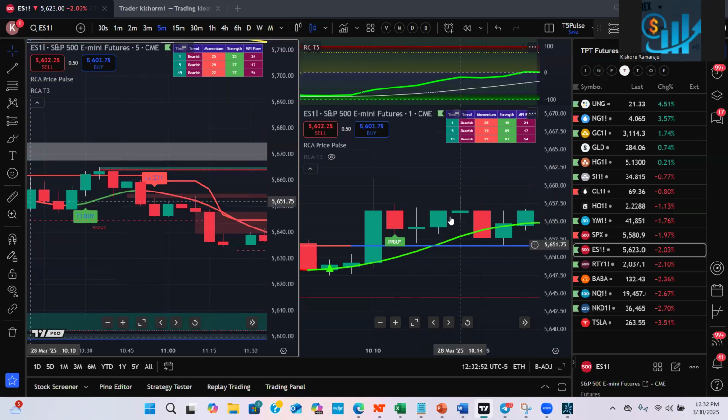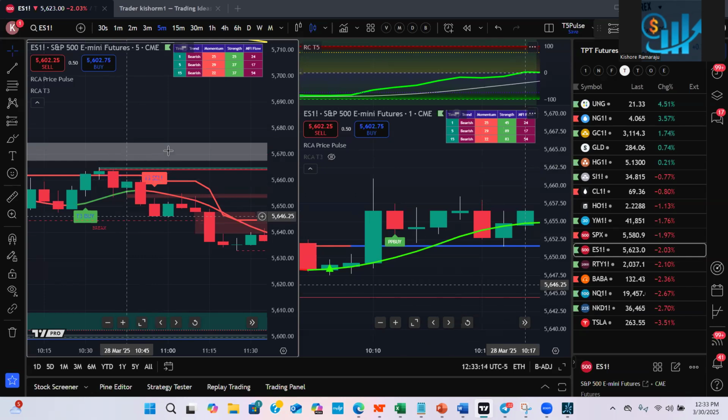use 15 minutes and 3 minutes, or you can use 30 minutes and 5 minutes. Whenever you have a sell in 30 minutes, then you wait for a sell in the 5 minutes and then you buy the option puts. If you have a buy in the 30 minutes, then whenever you get a buy in the 5 minutes, you can buy the option calls. You can do the bull put spreads.